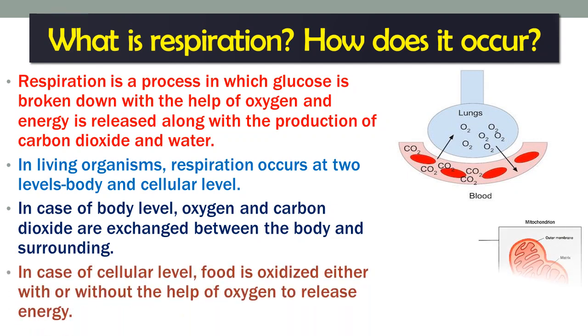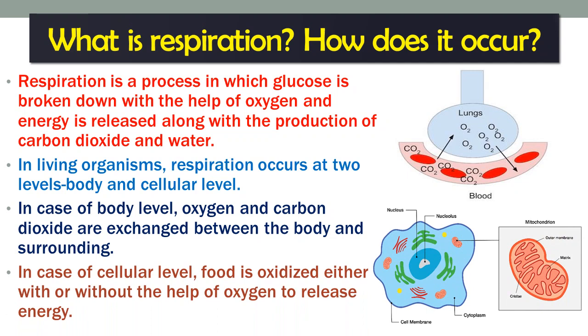Next is cellular level respiration, in which food is oxidized. Food is oxidized, that means glucose is oxidized either with or without the help of oxygen to release energy. Here we have different food constituents like carbohydrates, glucose, lipids and proteins. These foods are oxidized, either in the presence or in the absence of oxygen, to produce energy. So there are two types of respiration: body level and cellular level.